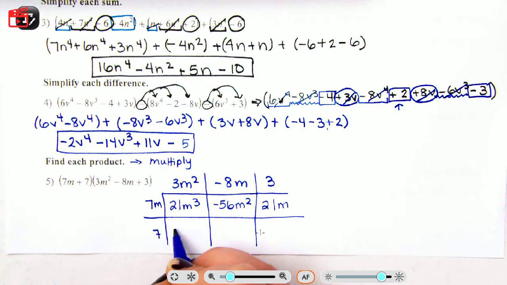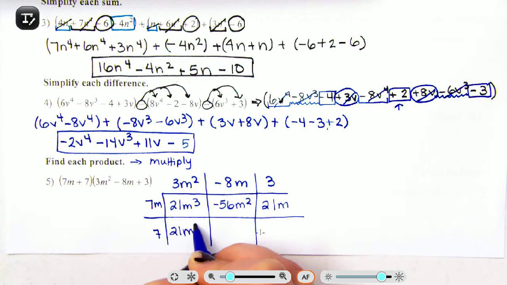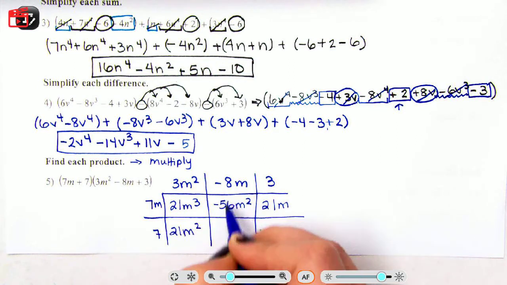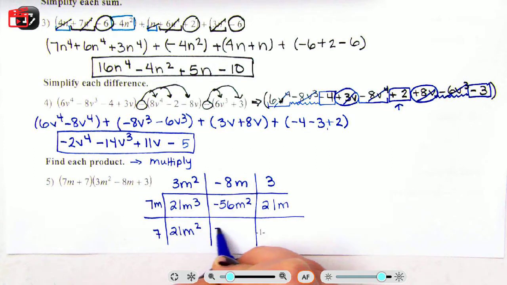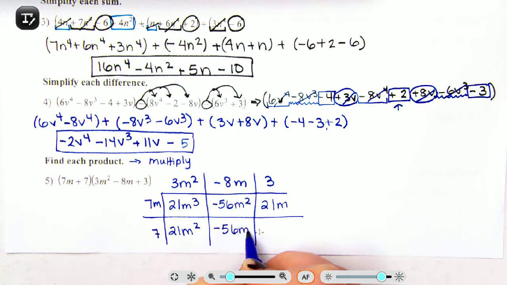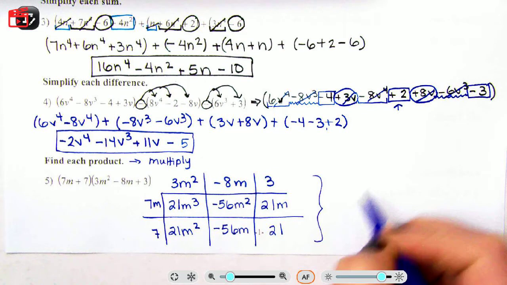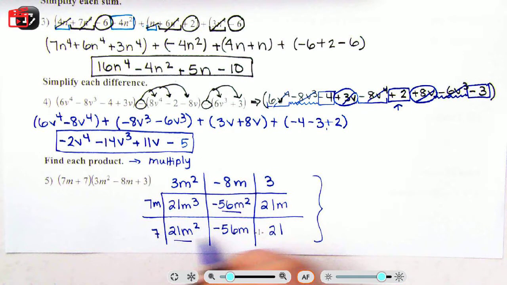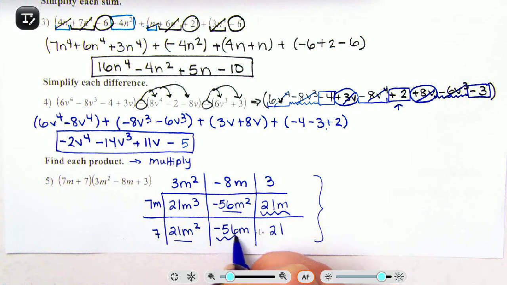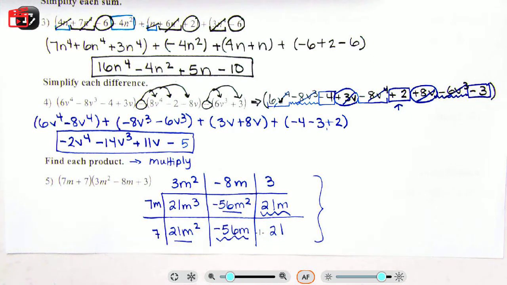And that is 21m. I have a lot of 21s here. 21m squared. Again, 7 and 8, I already know that. So that's going to be -56m. And then again, 21. So combine like terms. So we have, give me a second here.